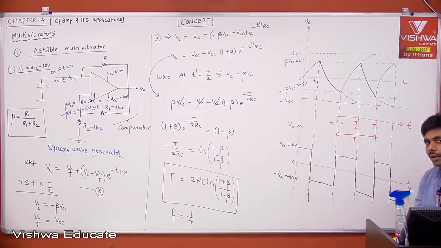Sine wave. How to get a sine wave? That we will see after this. After multivibrators, I'll explain oscillators. Sinusoidal oscillators: the circuit which satisfies the Barkhausen criteria will give you sinusoidal oscillations. That we will see.